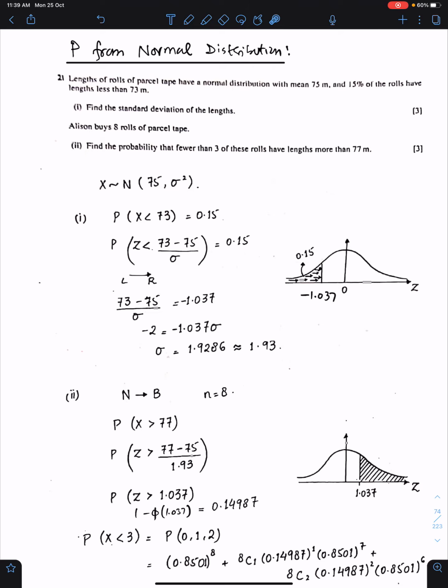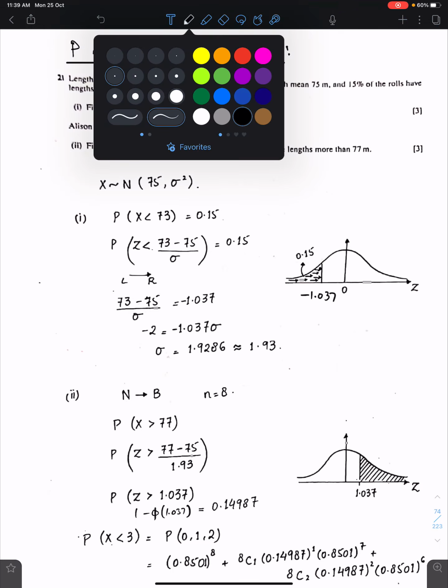Now Alison buys 8 rolls of parcel tape. Now this part is of binomial. N is 8. Find the probability that fewer than 3. So we need this probability. And N is 8, but we need P for that. Now this information will help you to find P.